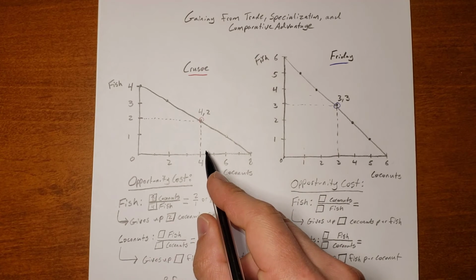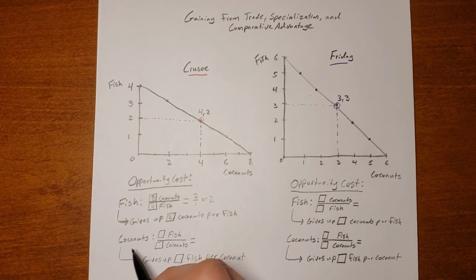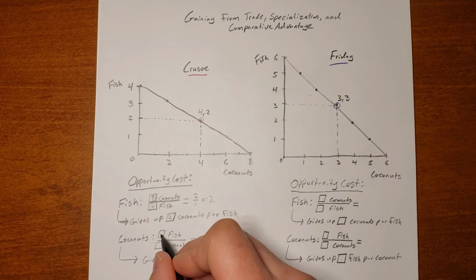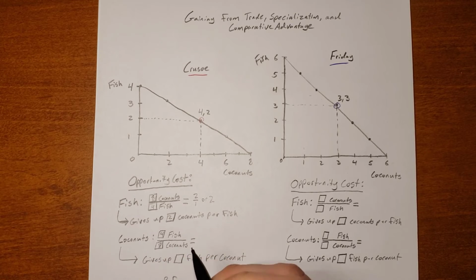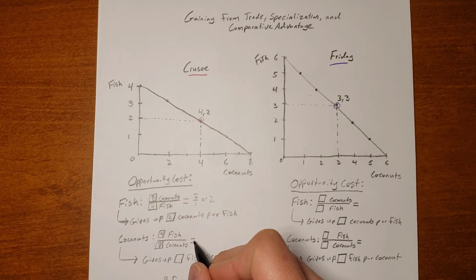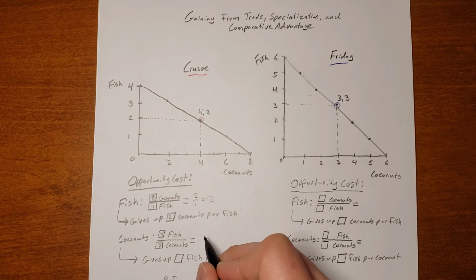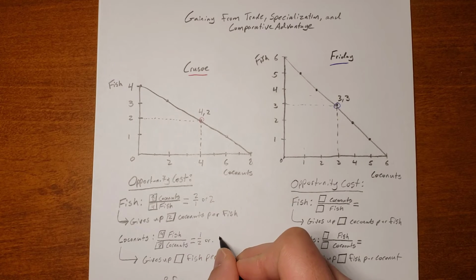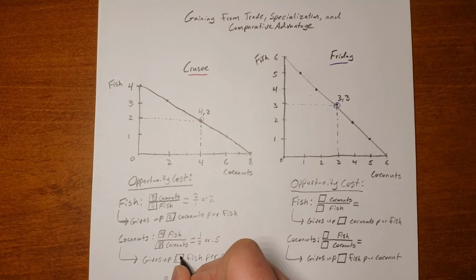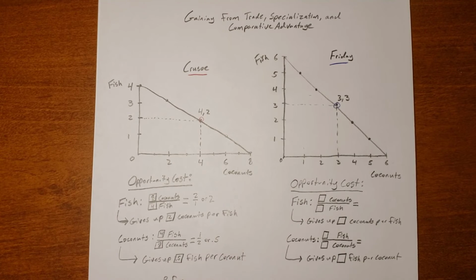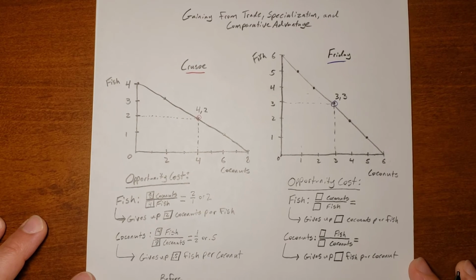Let's also look at the opportunity cost of collecting coconuts. So for Caruso, he can collect up to 4 fish, same number, and up to 8 coconuts. If we divide the number of fish that he can produce by the number of coconuts that he can produce, we see it's 1 over 2, or 0.5, right? What does that mean? It means that every time that Caruso produces a coconut, he gives up 1/2 or 0.5 fish. Now let's look at Friday's comparative advantage.